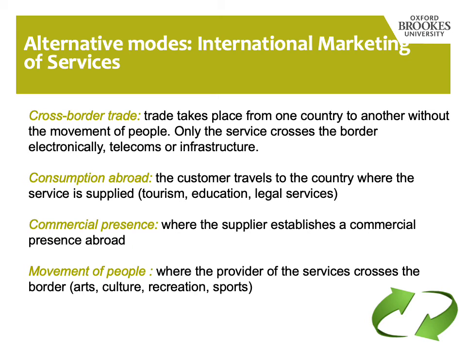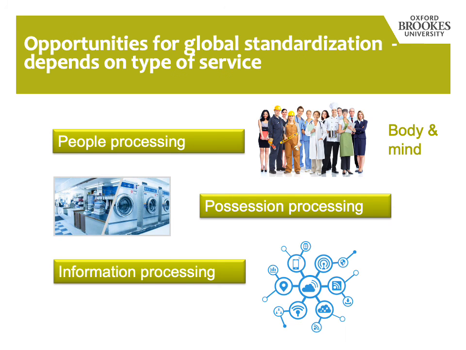Alternative modes: international marketing of services. Cross-border trade: trade takes place from one country to another without the movement of people. Only the service crosses the border electronically, such as telecoms or infrastructure. Consumption abroad: the customer travels to the country where the service is supplied, for example tourism, education, legal services. Commercial presence: the supplier establishes a commercial presence abroad. Movement of people: the provider of the service crosses the border, for example arts, culture, recreation, sports.